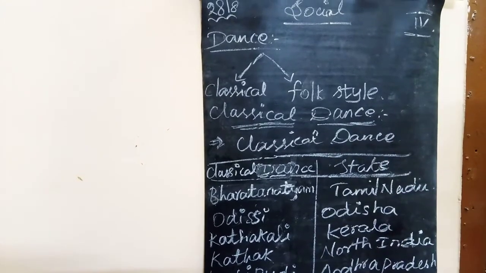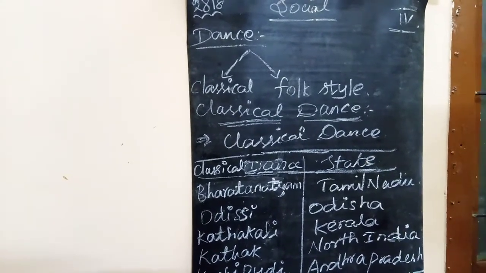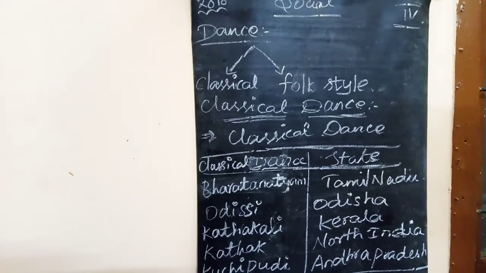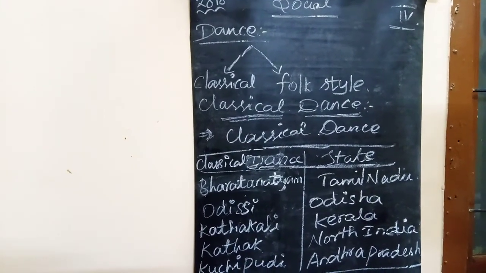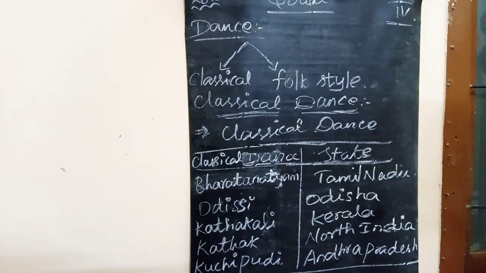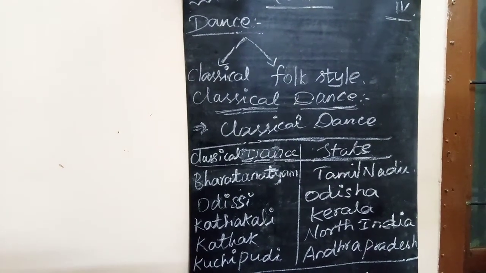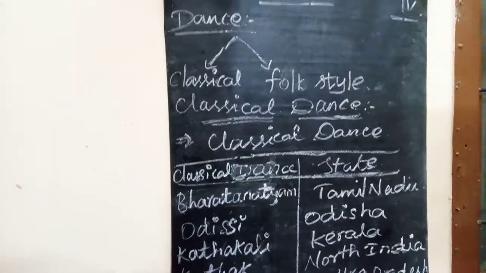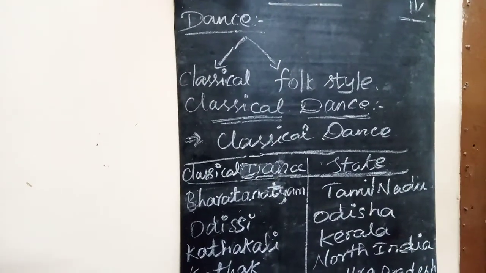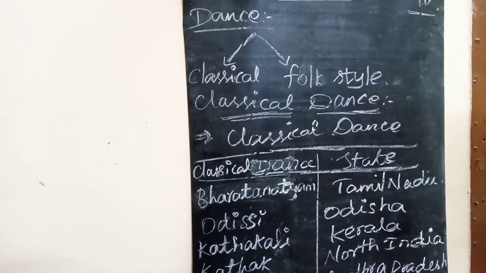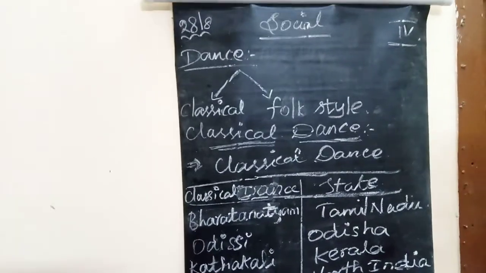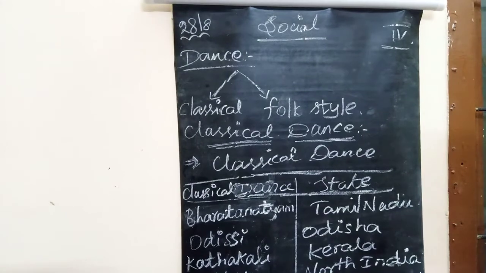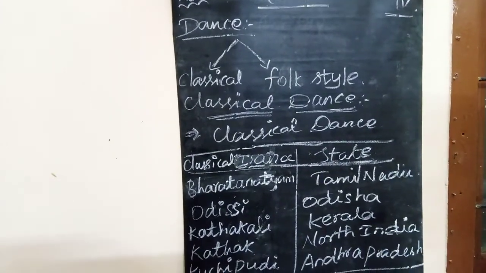And classical dance means a traditional one, and from the beginning onwards we are following that one. Each state has some classical dances, and classical dances are mainly performed in temples and during some festivals. Mainly classical dances are performed in temples as a form of worship.